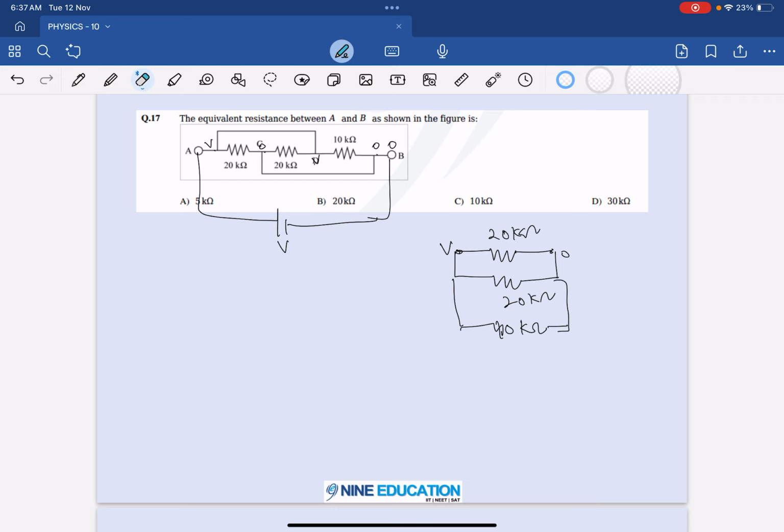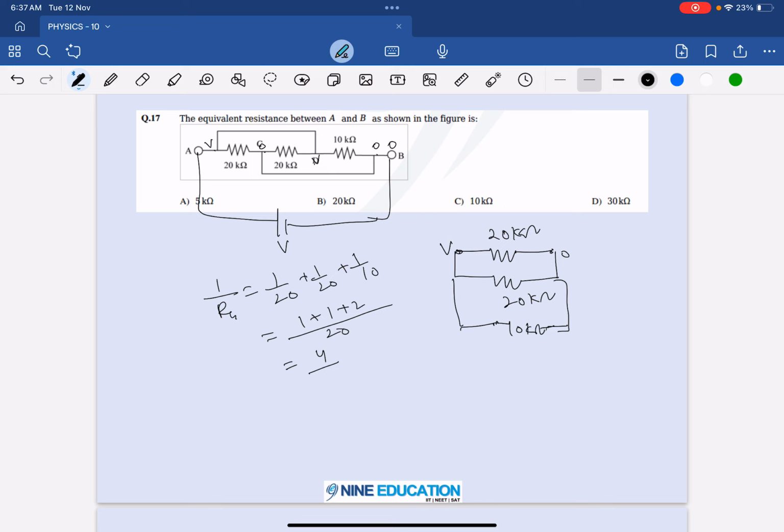Yes or no? So we are able to see, sir, these all are in parallel. If they are in parallel, what would be our R equivalent? 1 upon R equivalent would be 1 by 20 plus 1 by 20 plus 1 by 10. So we are able to see 1 plus 1 plus 2, which is going to become 4 by 20, which is going to become 1 by 5. So R equivalent is going to become 5, and this is basically 5 kilo ohm. Correct? So A option will be correct.